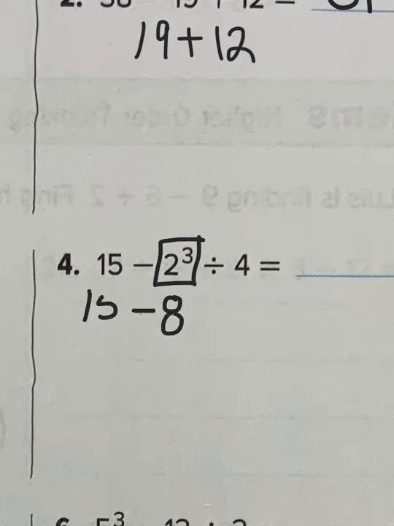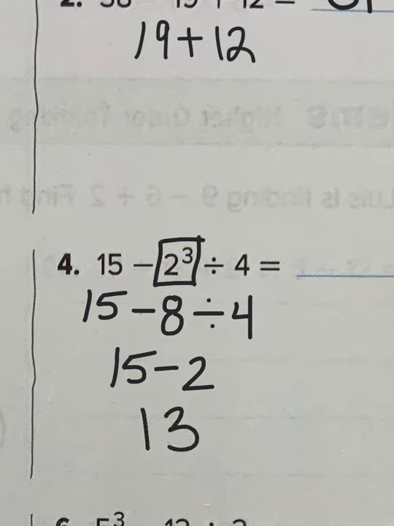Bring down the rest of my expression. The next step of PEMDAS, we already did parentheses. There weren't any of those. We just did our exponents. And next is multiply and divide. We don't have any multiplication, but we do have division. So we're going to take our 8 and divide that by 4, which will give us 2. Bring down the rest of my expression. Next part would be addition and subtraction. We don't have any addition, but we do have subtraction. So we're going to take 15 minus 2 to give us 13.